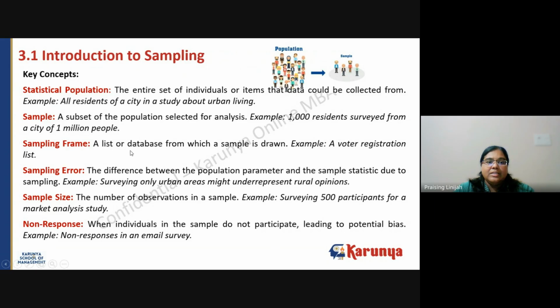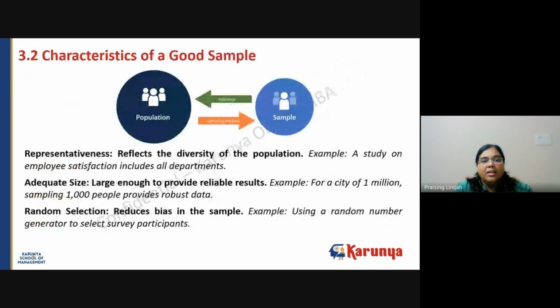So let me again reiterate some of these points once more. Statistical population is the set of individuals or items that the data could be collected from, and sample is a subset of the population, whereas sampling frame is a list or database from which a sample is drawn. Sampling error is the difference between the population parameter and the sample statistics due to the sampling. And sample size is the number of observations in a sample. And non-response is when the individuals in the sample do not participate, leading to potential bias.